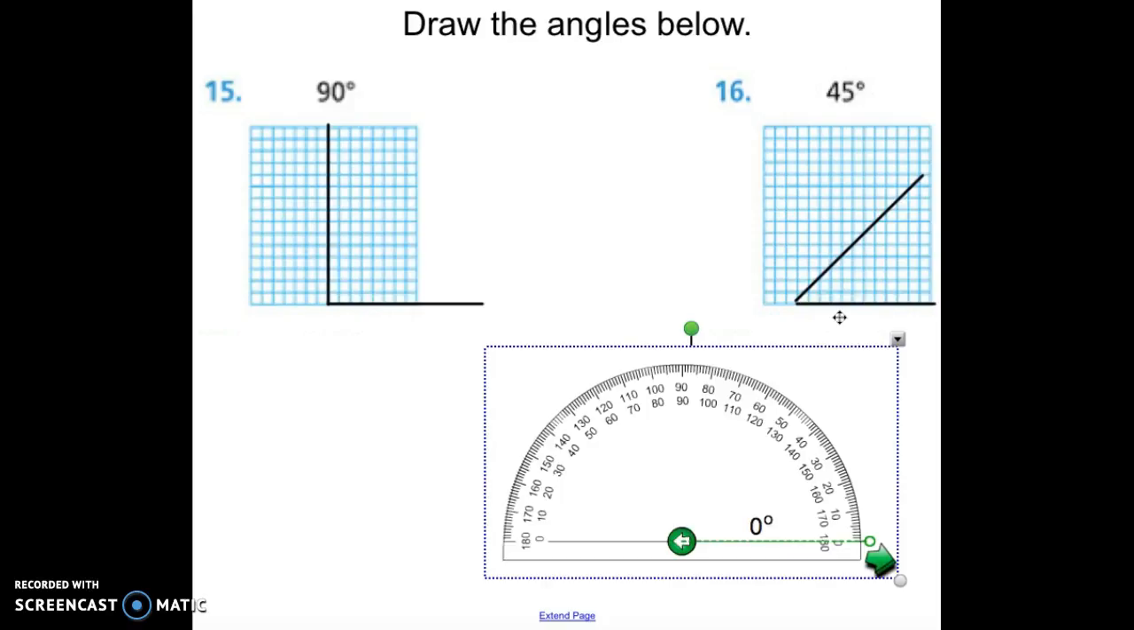So today we learned the difference between an acute, obtuse, and right angle. We learned how to use the protractor to actually draw angles and measure angles. So in real life, if you need to know the angle of something, you can use a protractor to help you figure out the exact angle of a figure. That concludes lesson 4.1.